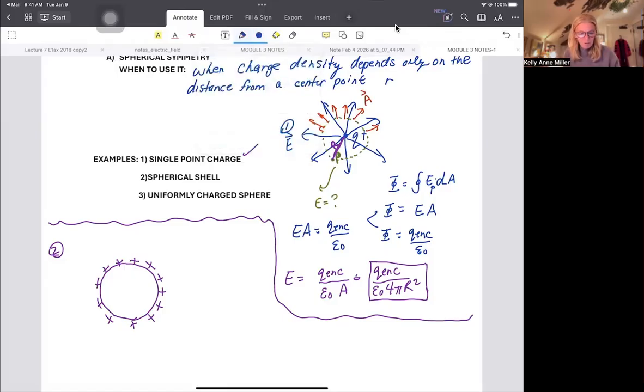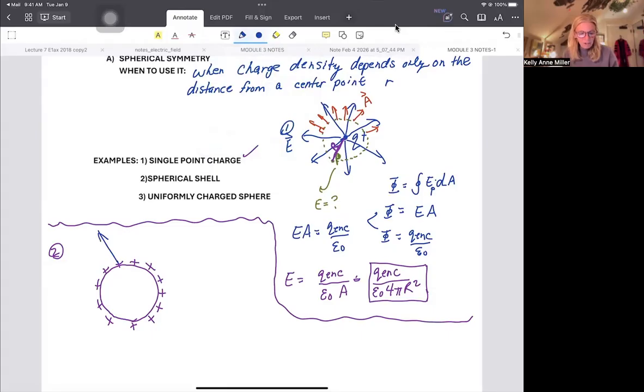So let me draw the E field in blue again. It's going to look the same as my point charge. It's going to radiate out in space.